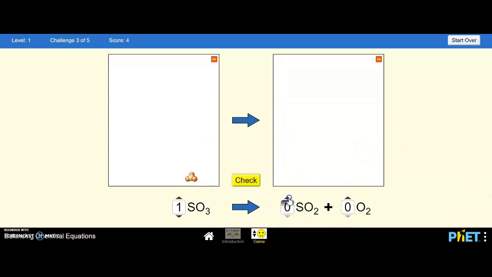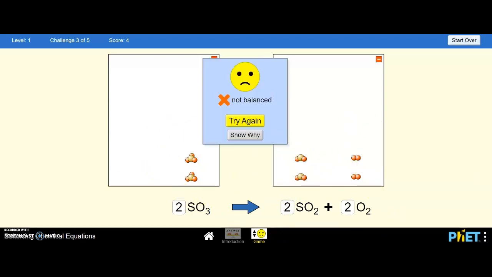Now you can try with sulfur trioxide, which breaks up into sulfur dioxide and oxygen, and you can play through this game and you can learn to balance chemical equations. And it will tell you if and when you are wrong and where you've made a mistake. So I made a deliberate mistake here just to show you that if I press check and I'm not balanced, then it will tell me that I need to try again.